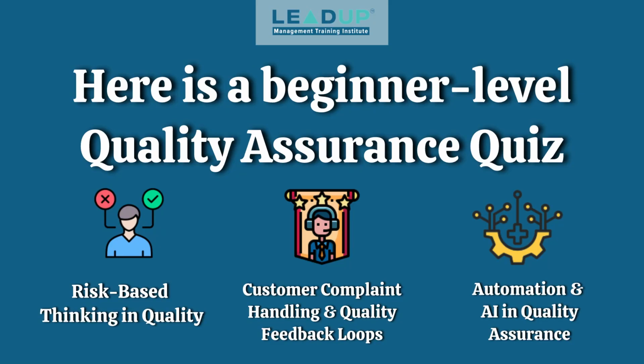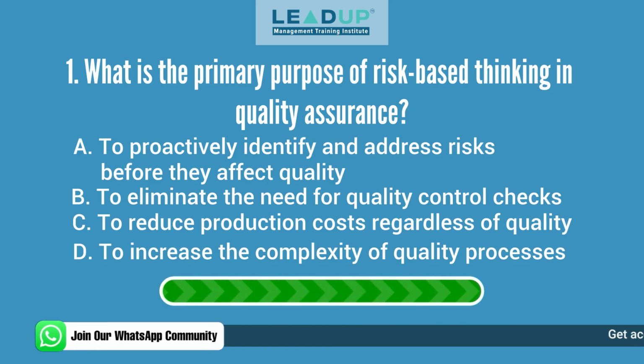Here is a beginner-level quality assurance quiz that covers risk-based thinking in quality, customer complaint handling and quality feedback loops, and automation and AI in quality assurance. Let's go! Question 1. What is the primary purpose of risk-based thinking in quality assurance?